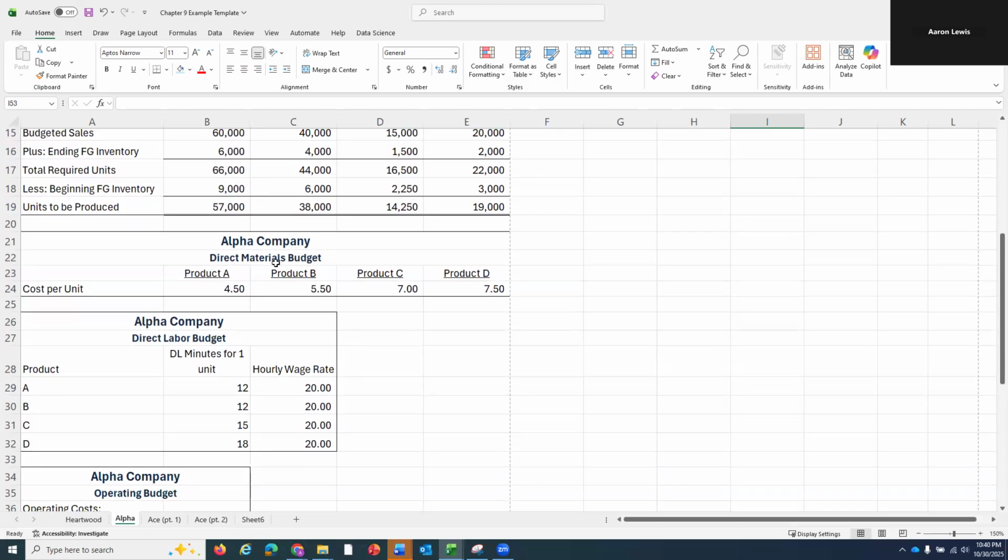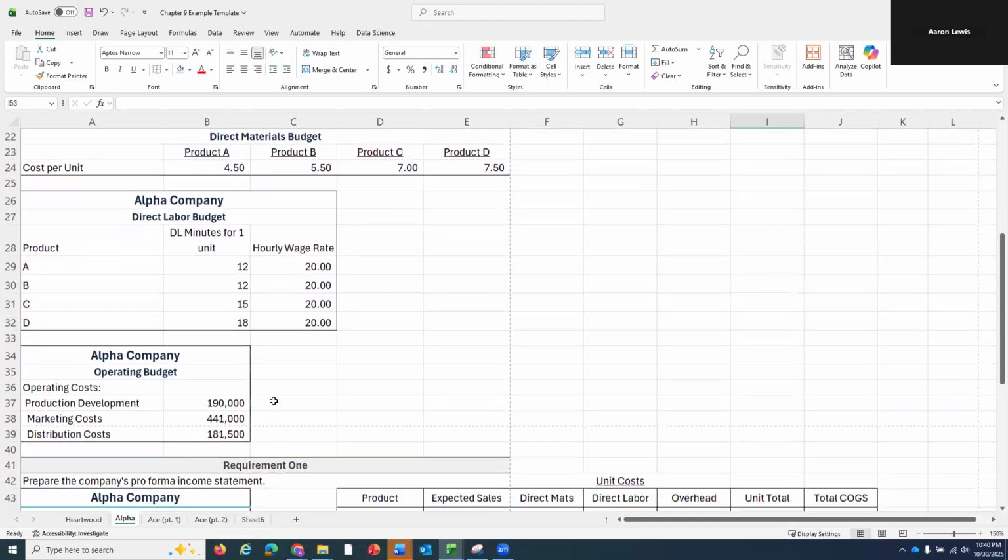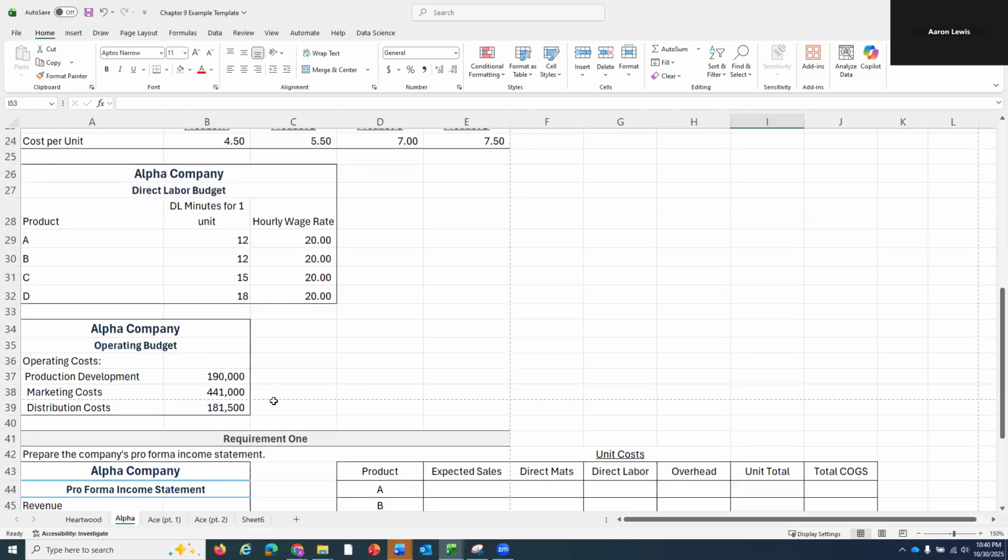So we have our materials costs, we have our labor costs, and we also have some operating costs going on over here. We have product development, which is basically R&D, fancy term, we're spending $190,000 on. We have $441,000 of marketing costs and $181,500 of distribution costs, of shipping costs. All of those are going to factor into our income as well, but they aren't going to factor into the actual cost of goods sold of our product because they are period costs. These are not costs that are directly related to the production process.